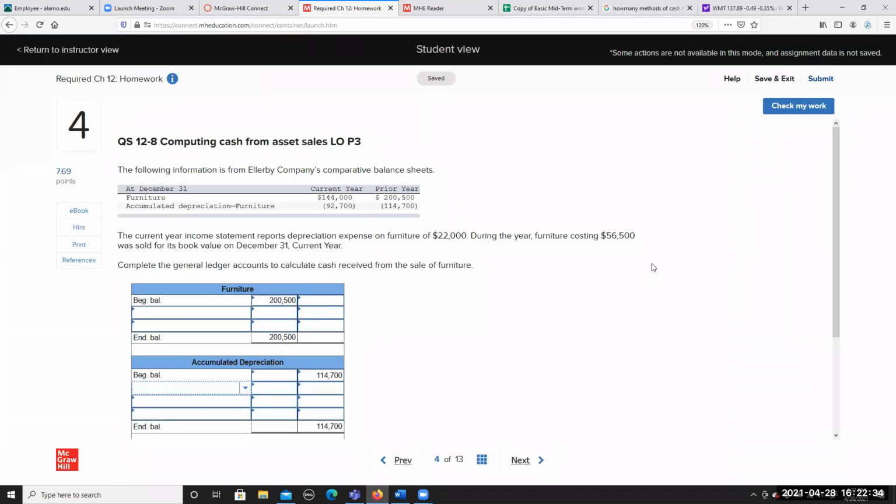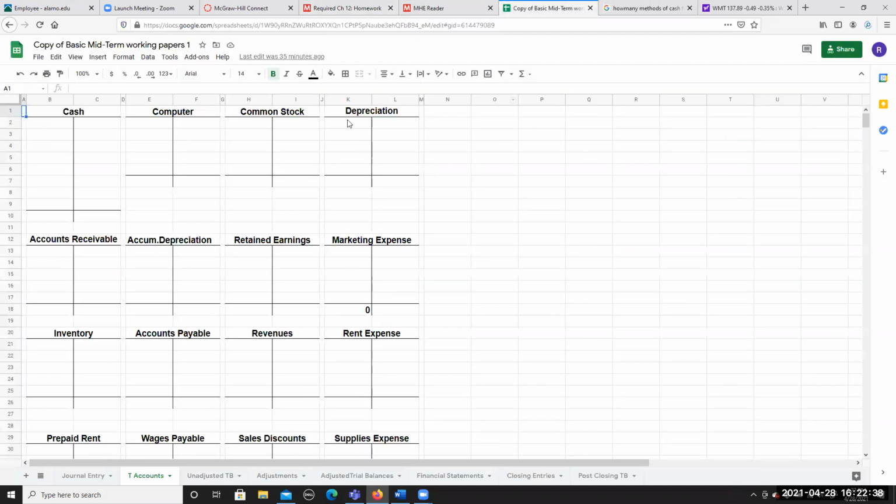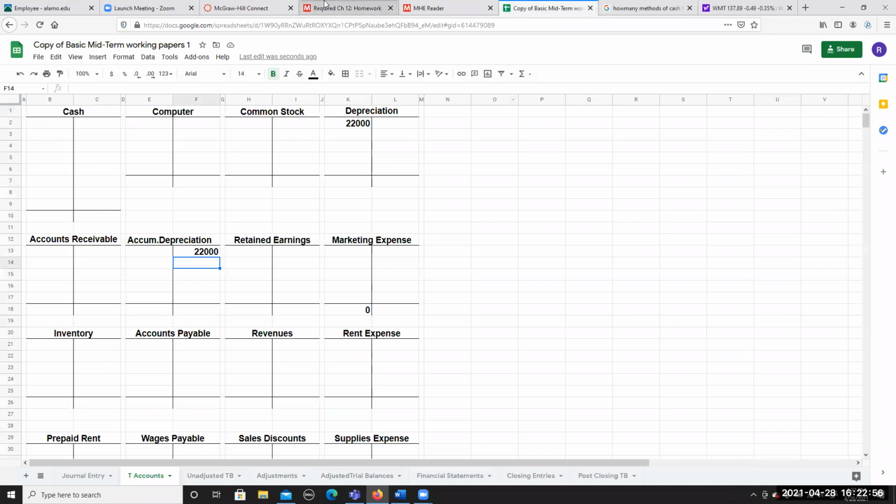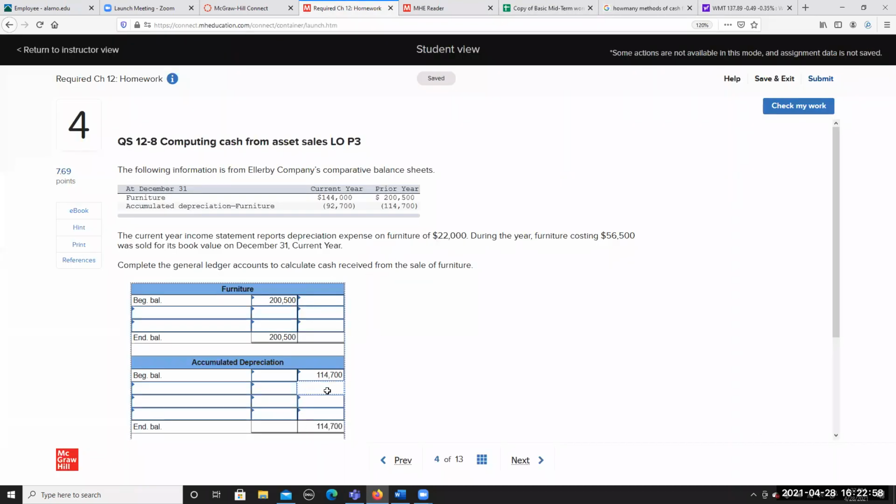Depreciation expense of 22. So remember from your midterm, depreciation is 22. Well, accumulated depreciation goes up by 22. Remember that? A debit and a credit. So here, we don't have the depreciation expense, but then we know that accumulated depreciation is credited by 22. So here we go, 22. There we go. Now, what else do we have?